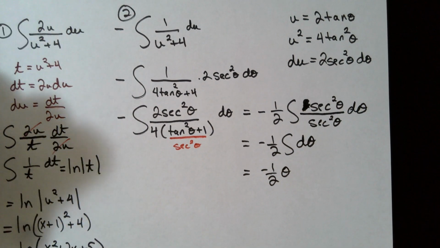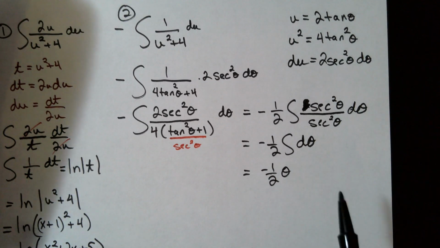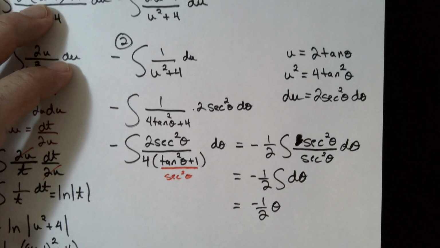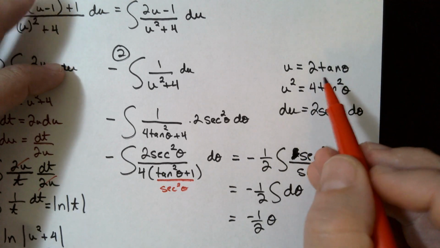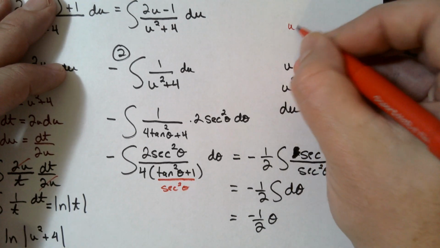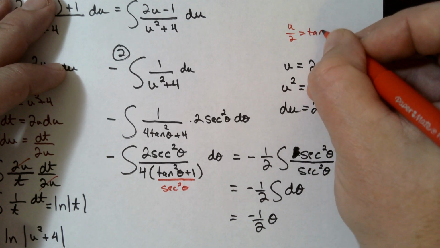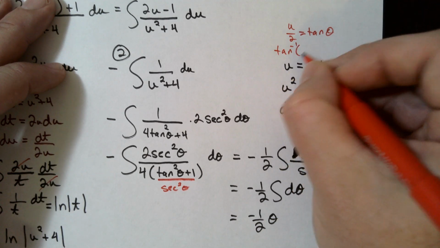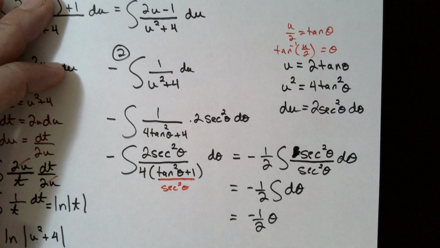Okay, now just like the last one, I need to backtrack and resubstitute. So what was our theta up here? In order to figure out what theta is, we use this. You divide by 2, so you get u over 2 equals tangent theta. And if you take inverse tangent of u over 2, that's equal to theta. So that's what we're going to substitute in for theta.